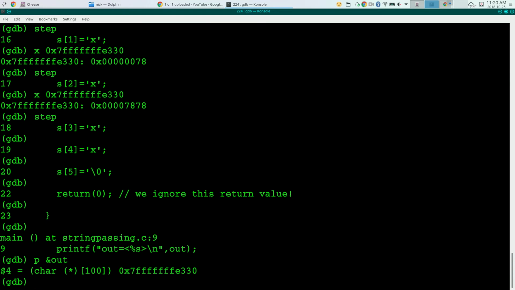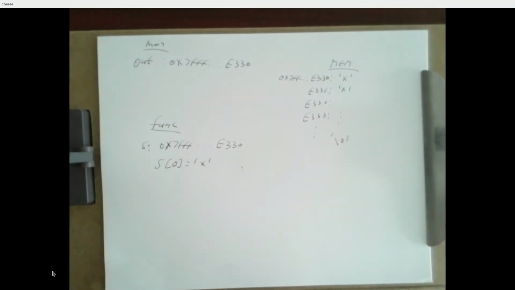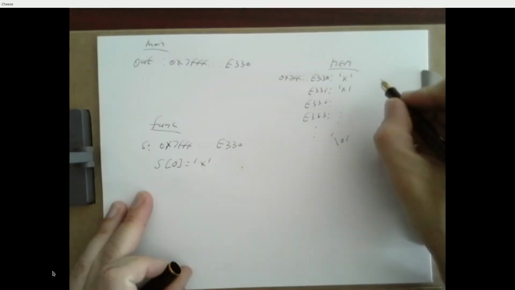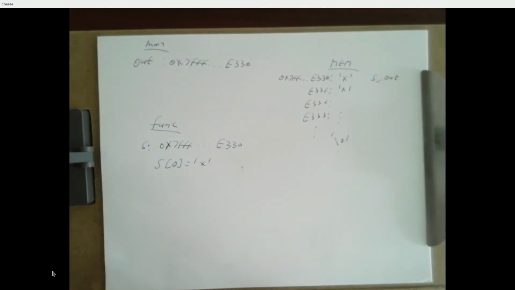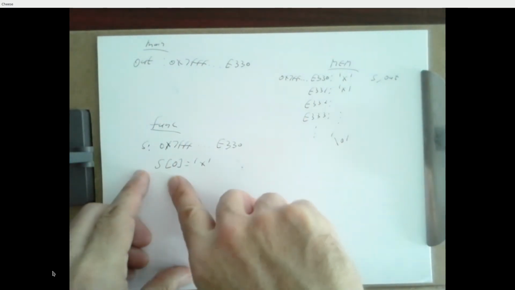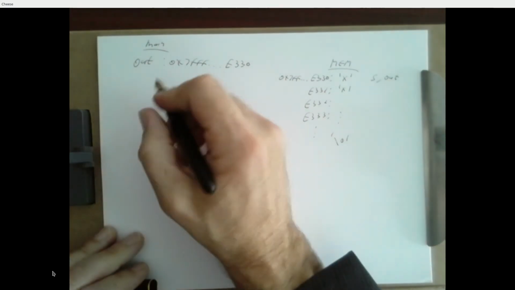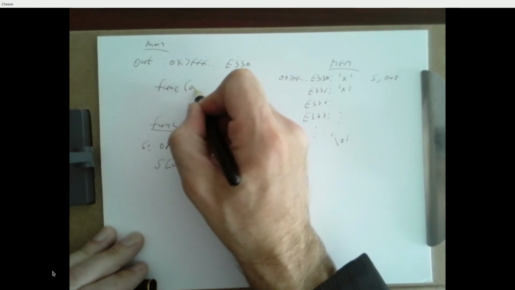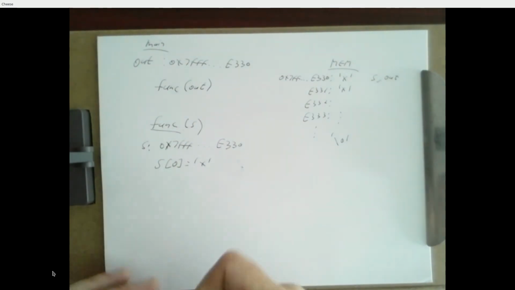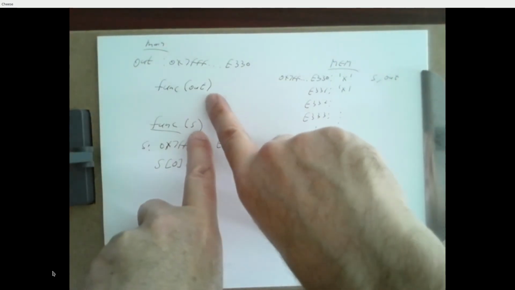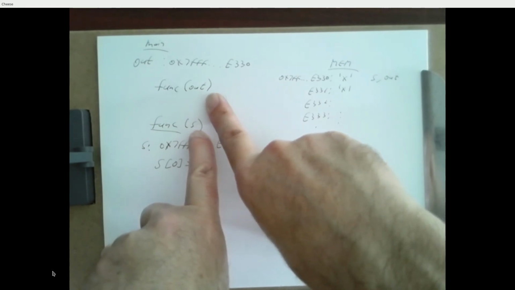Well, remember, where's out stored? Out is stored at E330, right? This chunk of memory down here, which we were calling S in our function, is also what we call out in our main program. So they're really referring to the same locations in memory, right? We've got a variable in out, we called it function, and we passed that. This and this are exactly the same value. They have to be because we pass by value.